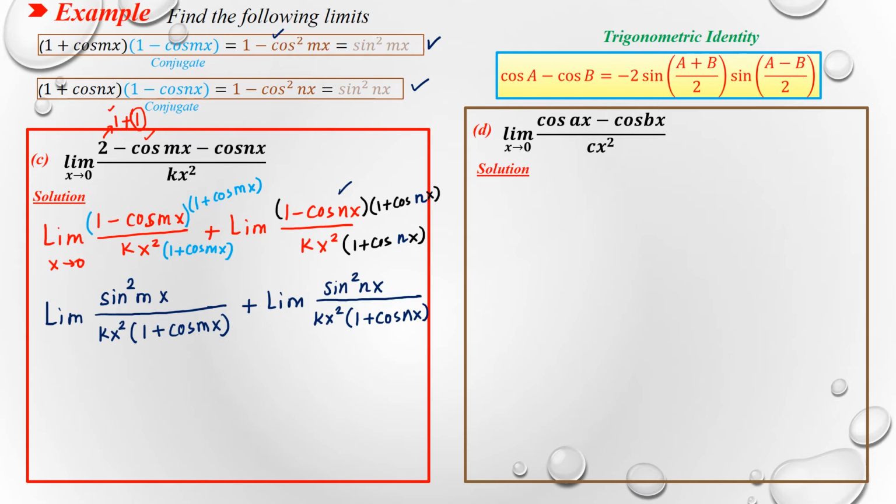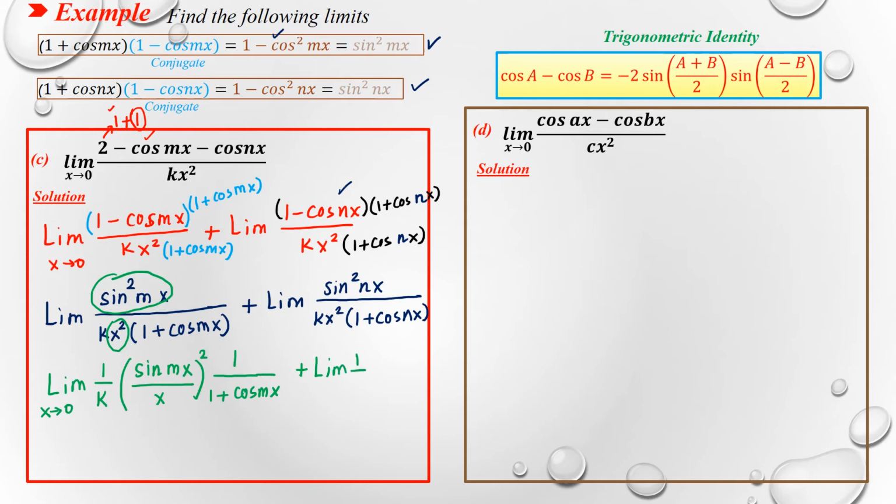Next, you have to split the limit. So we have limit sine squared over x squared, or kx squared. So we can write it as 1 over k, because k is a constant, multiplied by sine mx over x, all squared, multiplied by 1 over 1 plus cosine mx when x goes to 0. This is the first limit. With the same procedure, limit 1 over k, sine nx divided by x, squared, multiplied by 1 over 1 plus cosine nx when x goes to 0.